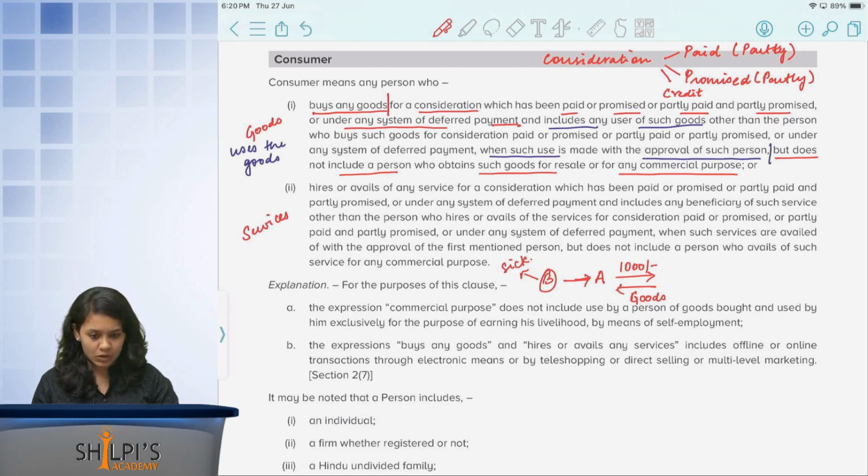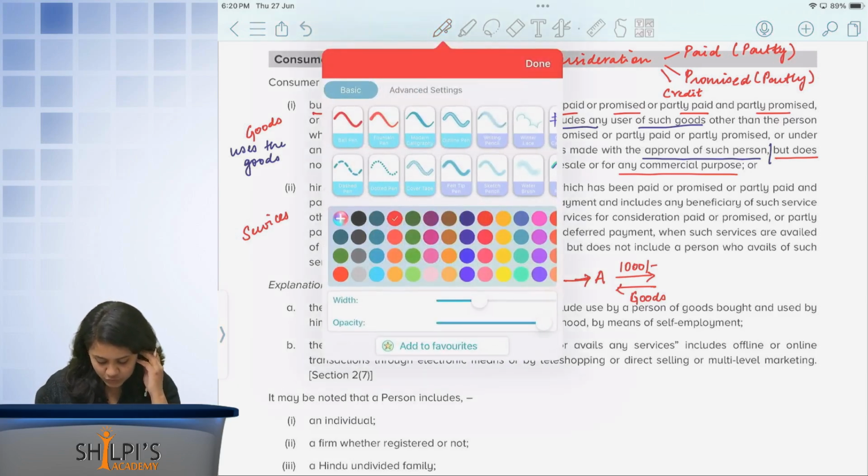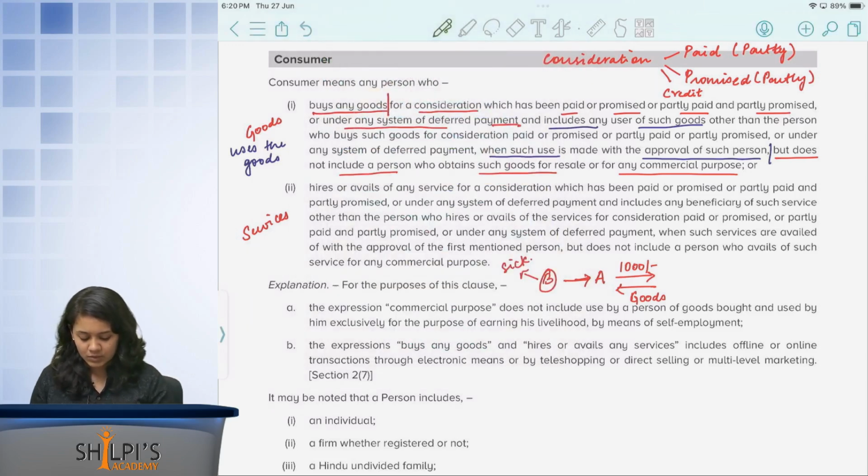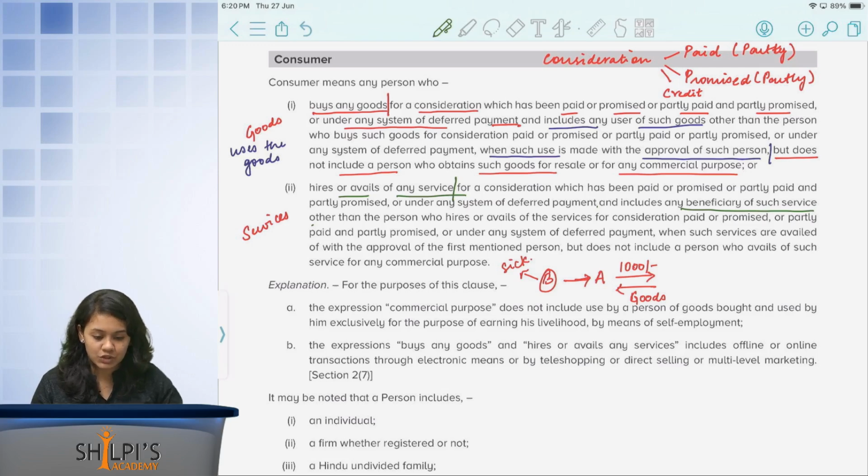The same concept applies even with regards to service. Let's read the definition of service just once. Okay. Consumer means any person who hires or avails of any service for a consideration which has been paid or promised, partly paid, partly promised, or under any system of deferred payment. Full stop. And includes any beneficiary of such service. So for goods, it is any person who's using the goods. But now it is like any beneficiary of such service.